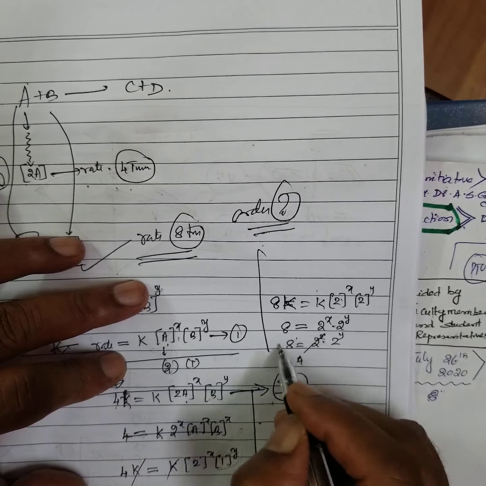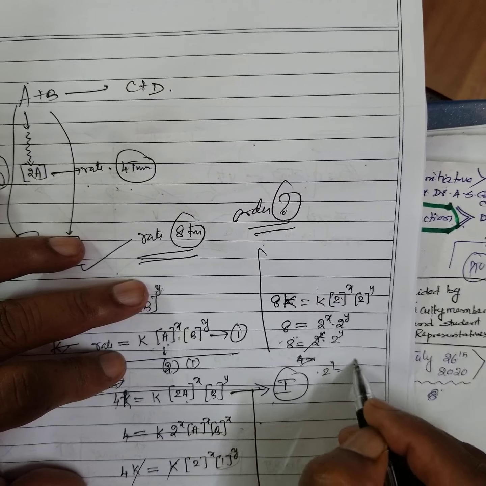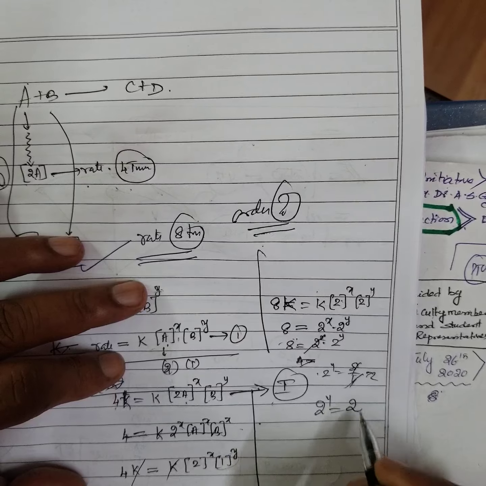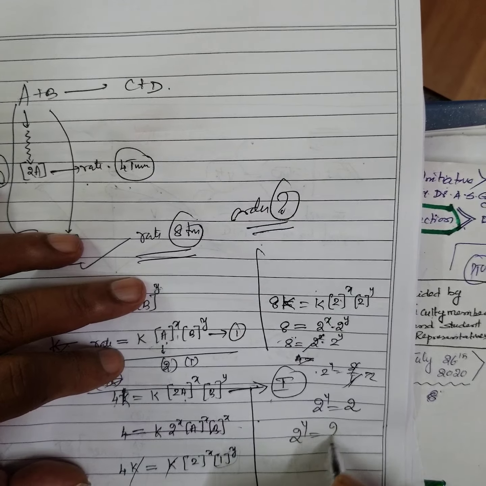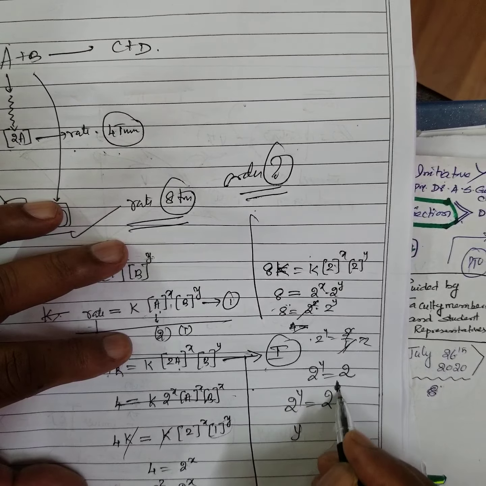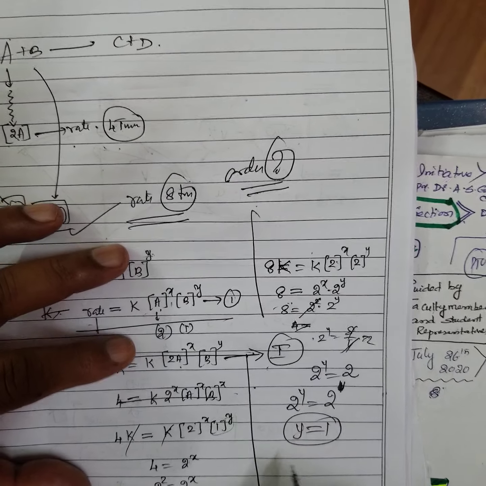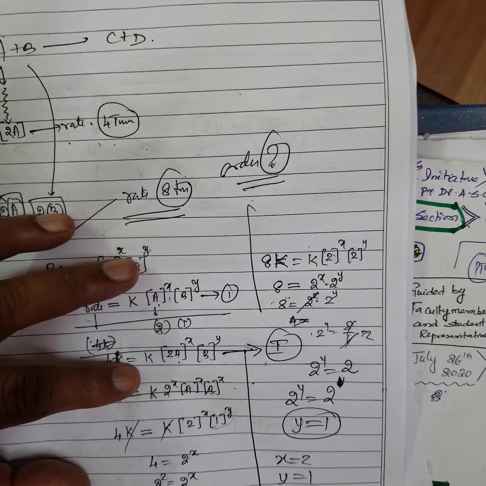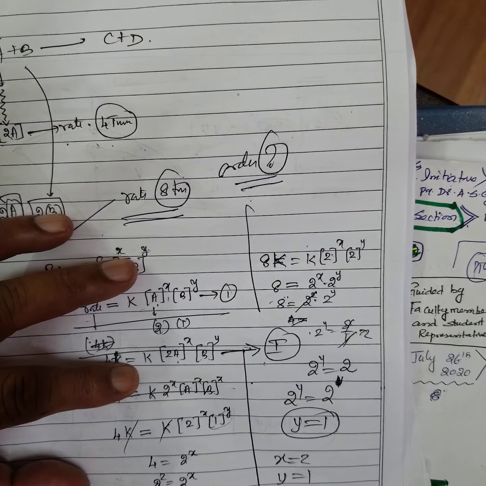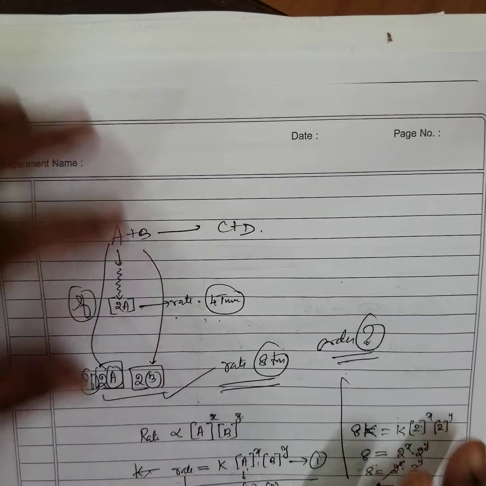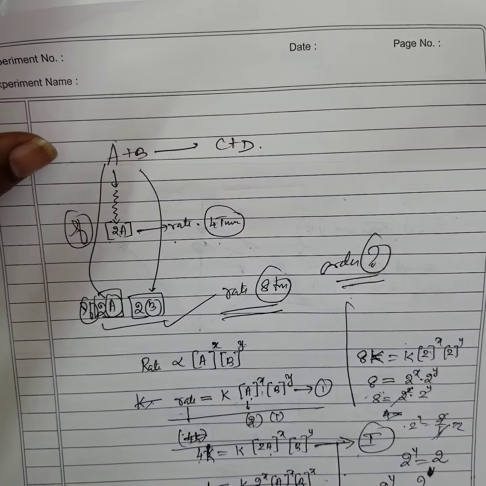See, 2 to the power of Y is equal to 8 divided by 4, which is 2. So 2 to the power of Y is equal to 2 to the power of 1. Therefore, Y is equal to 1. Therefore, X equal to 2, Y equal to 1. The order is equal to X plus Y. The order of the reaction is 3. This type of sums they will ask you in entrance exams.